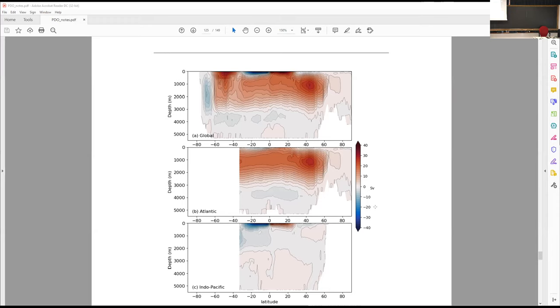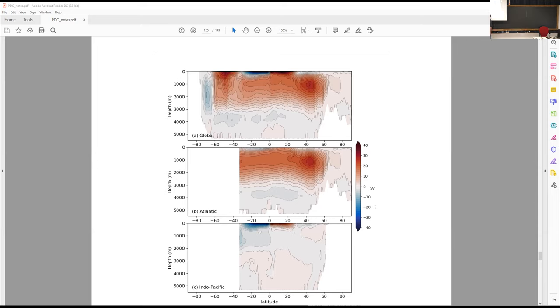Anyway, this is the meridional overturning circulation that you get from a numerical model. So this is a stream function. Okay, this is north, this is south, and here you're going from the surface to the bottom. These are streamlines of the stream function. This is volume transport in Sverdrups, 10 to the 6 meters cubed per second. And positive means clockwise circulation, and negative means anti-clockwise.